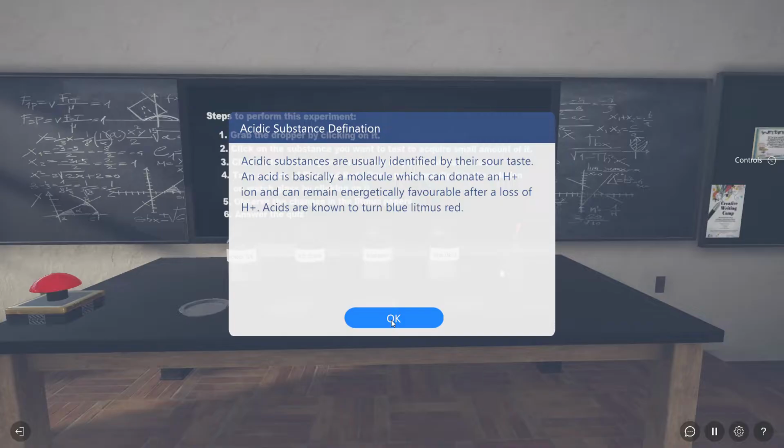Acidic substances are usually identified by their sour taste. An acid is basically a molecule which can donate an H+ ion and can remain energetically favorable after a loss of H+. Acids are known to turn blue litmus red.